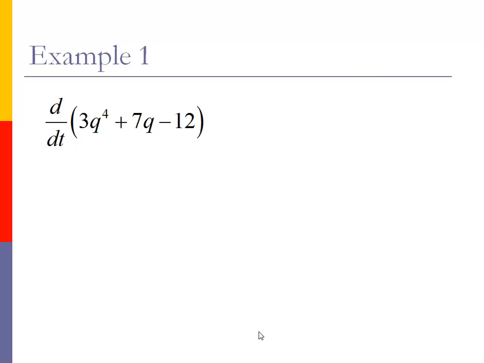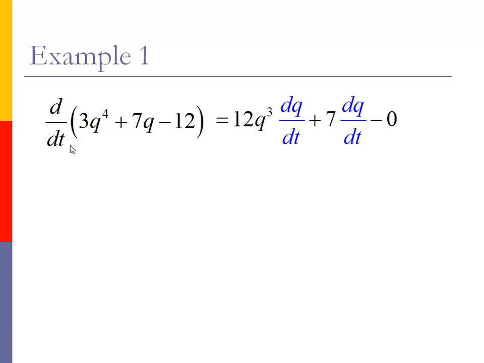Okay, so now an example. I've got a formula here, 3q to the 4th plus 7q minus 12. It's all in terms of q's, but my derivative down here is a t. We're doing the derivative of a formula with q with respect to t, in terms of t. And so how do we play the game?